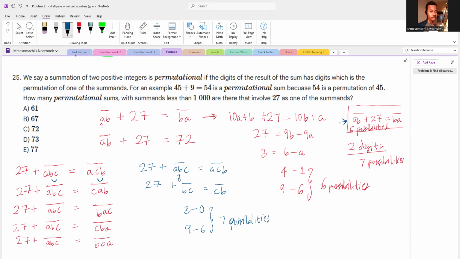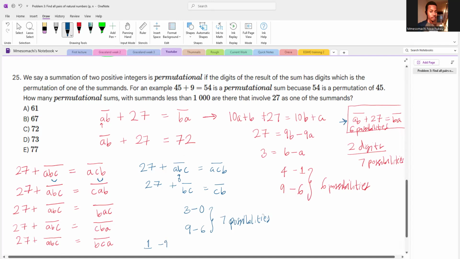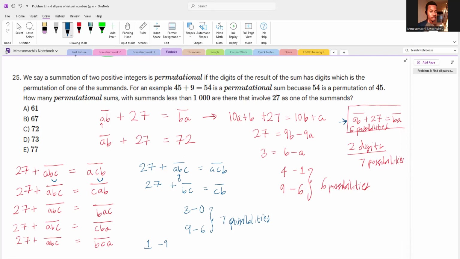for B and C. But then A can range from 1 to 9. So A cannot be 0. A can range from 1 to 9. So that will give us 9 times 7 possibilities. So I just put 9 times 7 possibilities.